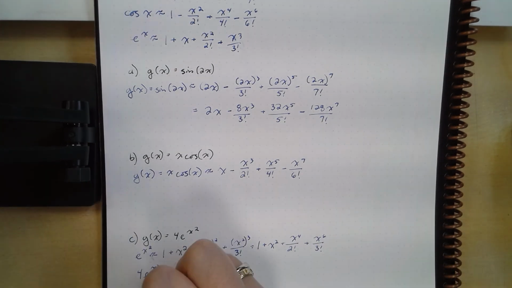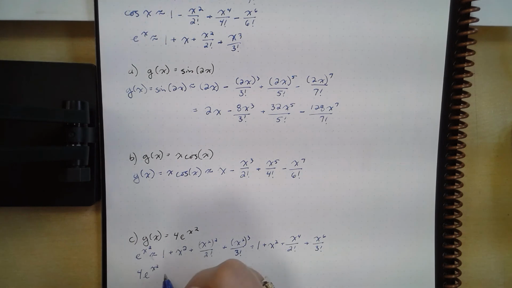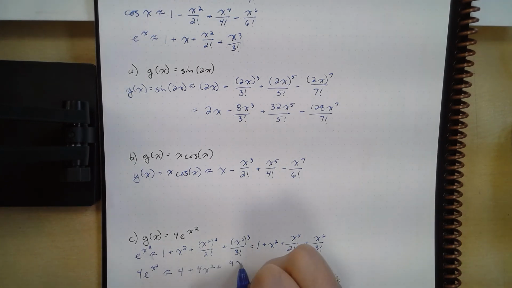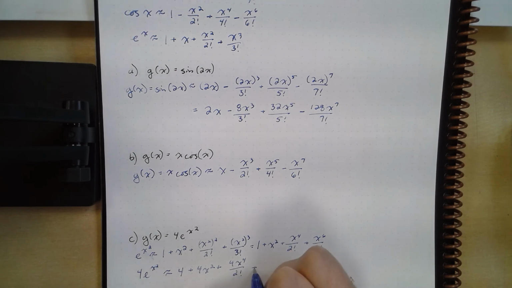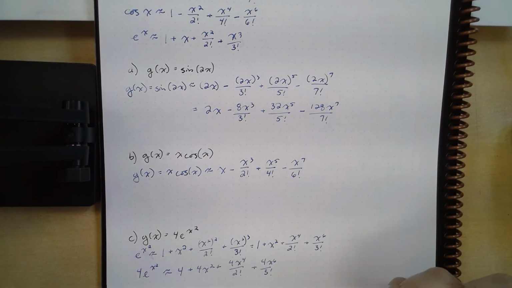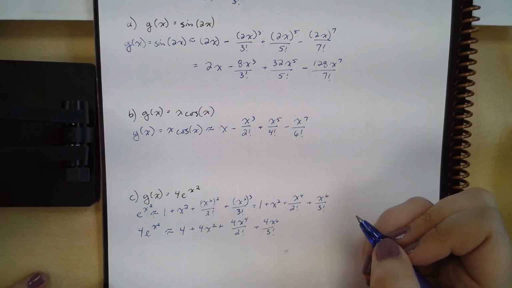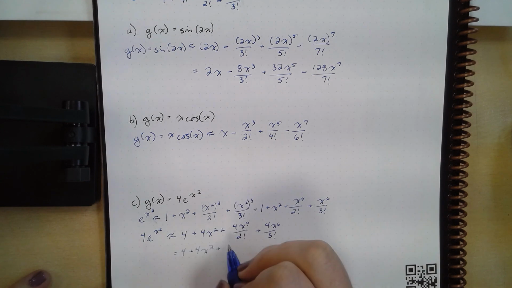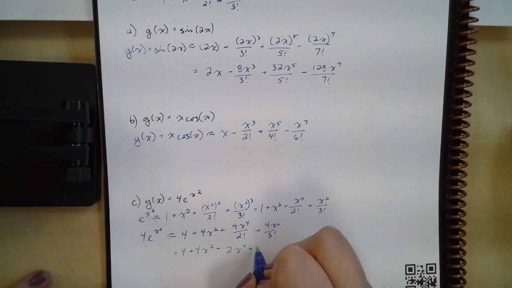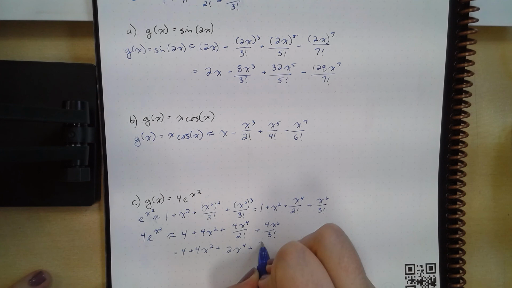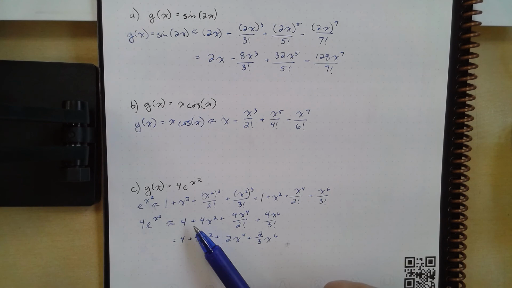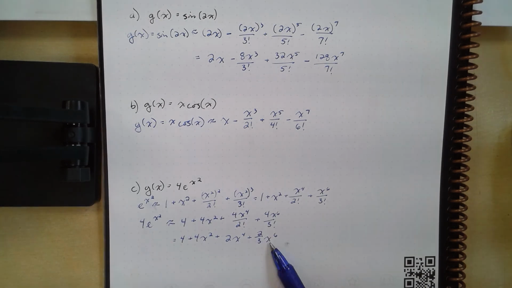Now we need to write our 4e to the x squared. It's just going to be this times 4. So that's approximately 4 plus 4x squared plus 4x to the 4th over 2 factorial plus 4x to the 6th over 3 factorial. If I want to, I can keep simplifying this. So this would be equal to 4 plus 4x squared plus 2x to the 4th plus 2/3 x to the 6th. But really, if I was writing this on the AP exam, I would stop here, because simplifying it is just a waste of my time.